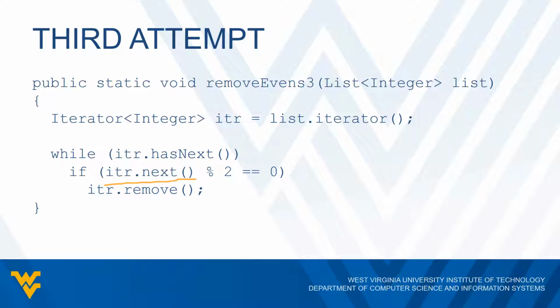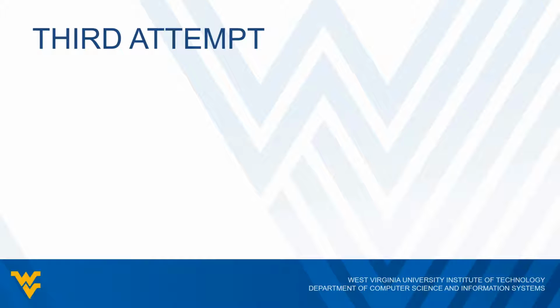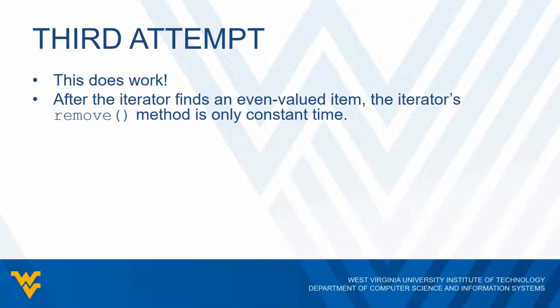That's going to have me get the next node in the list or element, whether we're using arrays or a list, but we're going to get the next item in the list. We're going to check if it's an even number. And if so, we're going to use the iterator's remove method instead of the collection's remove method. I do want to say for this approach, it does work.